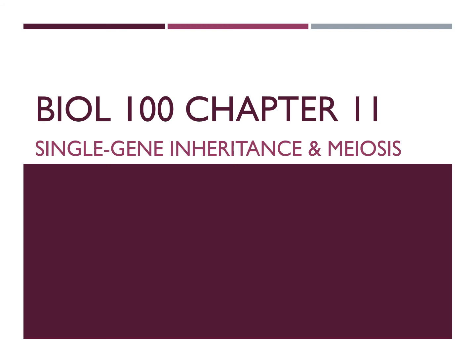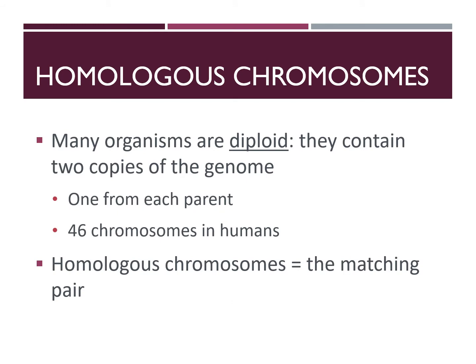Chapter 11, the first of two, where we'll be looking at how inheritance works. The other thing in this chapter is meiosis, which is how we make gametes, or eggs and sperm. So first thing you need to know, we mentioned this before, that chromosomes come in pairs. Those pairs are called homologous chromosomes. As I said in, I think it was chapter 7, the homologous chromosomes have the same genes on them.